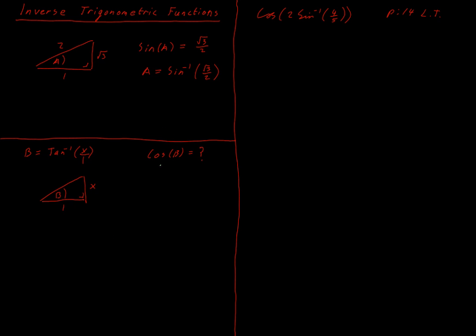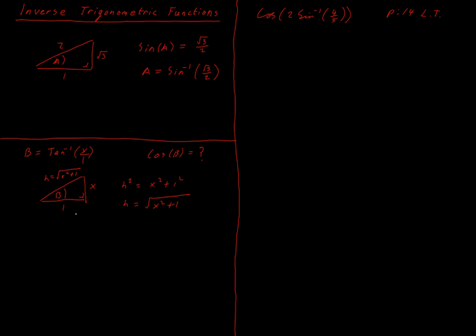Now if I want to know the cos of this angle B, I would need to have the adjacent and the hypotenuse. But I don't know the hypotenuse yet. But I do know that the sides in a right angle triangle are connected by Pythagoras. So I'm going to use Pythagoras to find out what my hypotenuse is equal to. So my hypotenuse squared is equal to x squared plus 1 squared. 1 squared is just 1, so my hypotenuse is going to be equal to the square root of x squared plus 1, taking the square root of both sides. So I now have my hypotenuse, the square root of x squared plus 1.